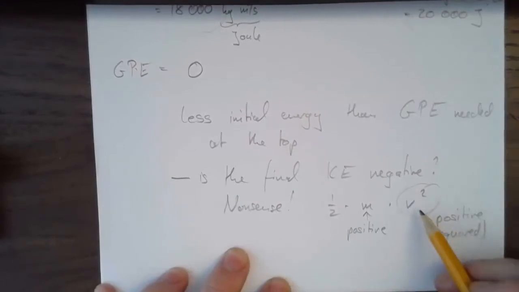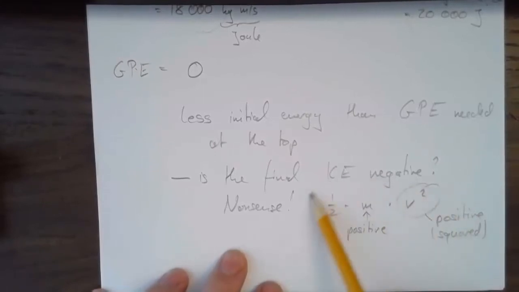Right? Positive or negative, whatever the velocity, you square it, you're going to get a positive number. So the kinetic energy is always positive. So what does that mean?